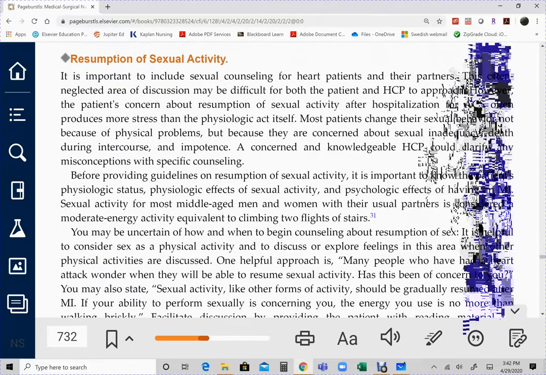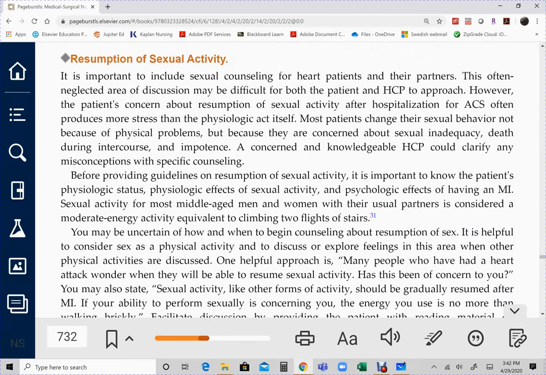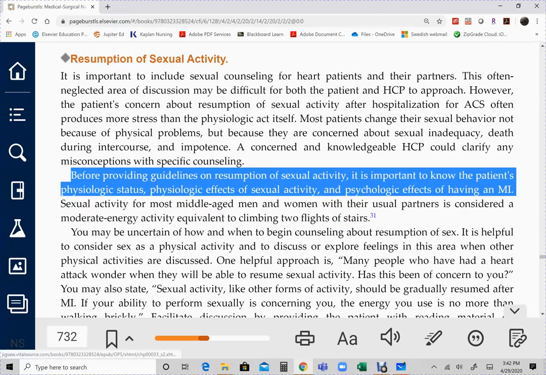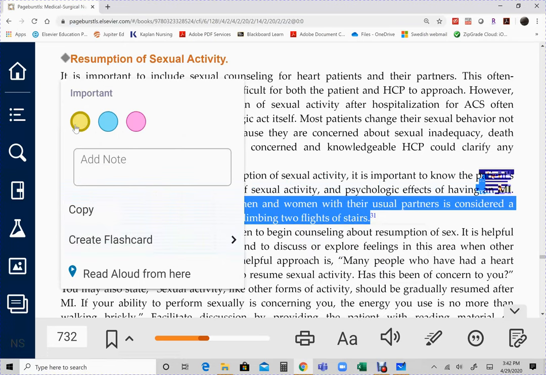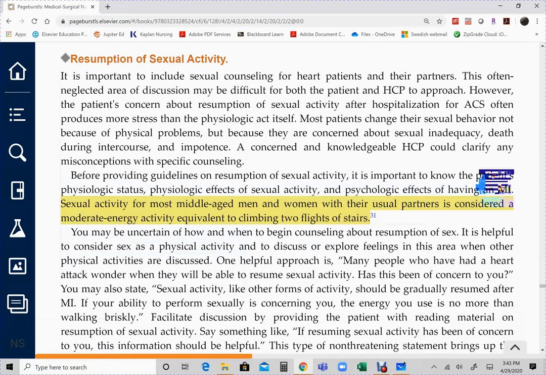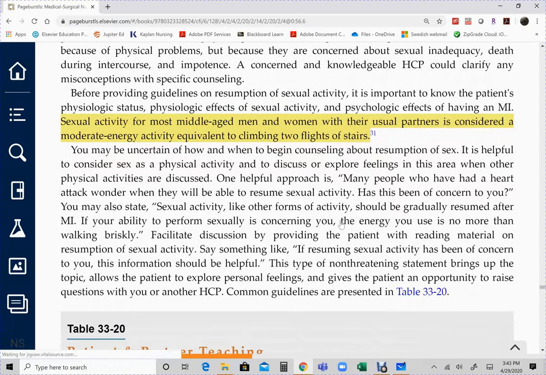All right, here it is. So resumption of sexual activity. The reason why I focus on this is if they can resume this, then possibly they can already resume other activities, okay, because sexual activity is quite strenuous. So here is your rule. Again, it's not usually based on time. So for most middle-aged men and women, if they can climb two flights of stairs, then that's good. They can probably resume.